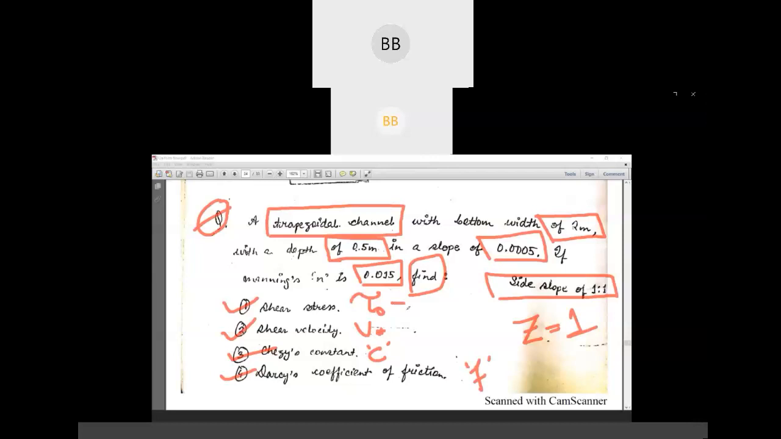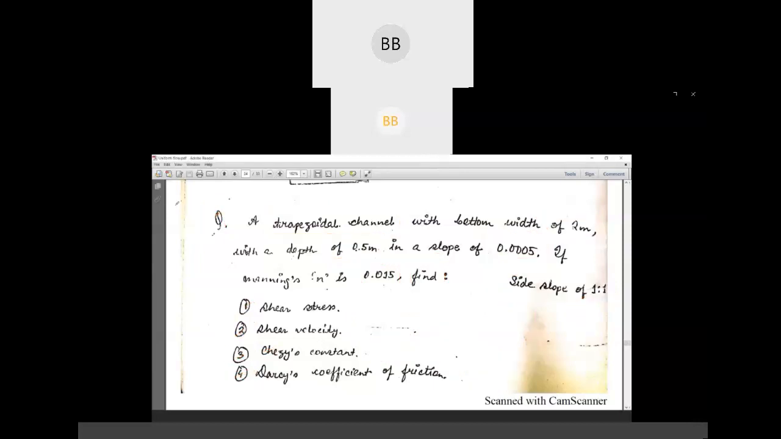So here, shear stress we all know is specific weight multiplied by R into slope. Shear velocity is root over tau, or you can say shear stress divided by density. As Manning's n is given, you can find out Chezy's constant, that is R to the power 1/6 divided by n. And you use Darcy's equation to find out f: h_f equals 4 f L v square by 2 g D. So you start solving this numerical.